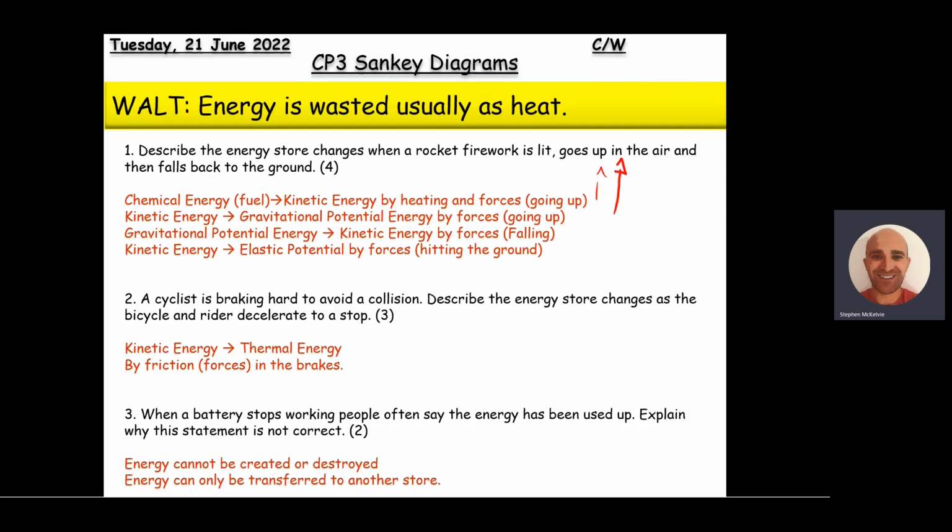When a cyclist is braking hard to avoid a collision, describe the energy stored changes as the bicycle and rider decelerate to a stop. Kinetic energy will be turned into thermal energy by friction forces in the brakes.